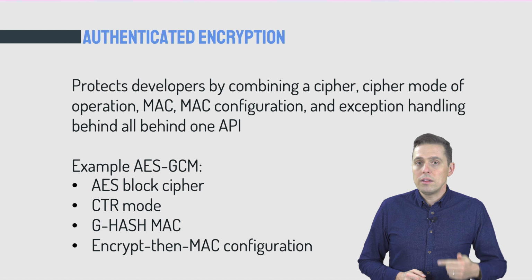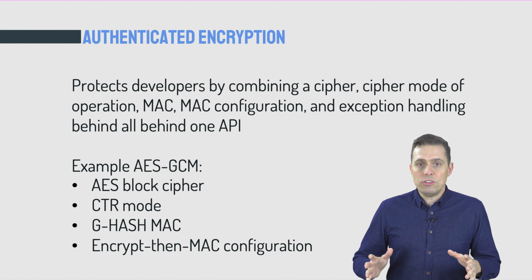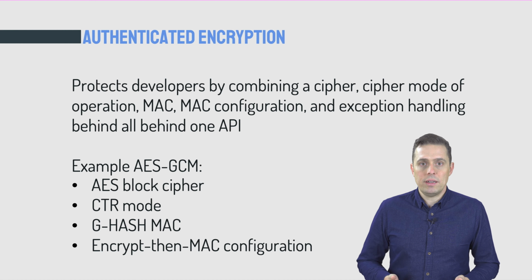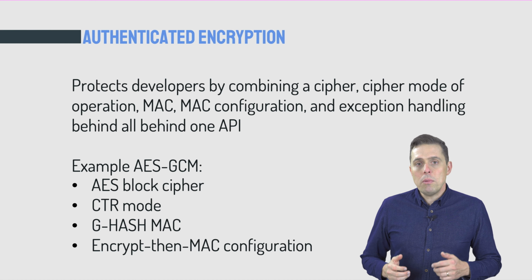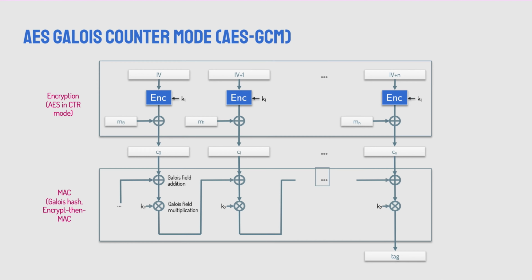Authenticated encryption is going to protect developers by making all the hard design choices for them. The cipher mode of operation, the message authentication code, the MAC configuration, and what to do if something goes wrong. All of these things will be handled for you inside of one convenient API. All right, let's look at an example. One of the most commonly used forms of authenticated encryption is something called AES-GCM. Now this is the AES block cipher, and it is being used in counter mode. It's also using a message authentication code based on multiplying numbers in Galois fields called GHASH. And finally, the GHASH MAC is being applied in an encrypt-then-MAC configuration.